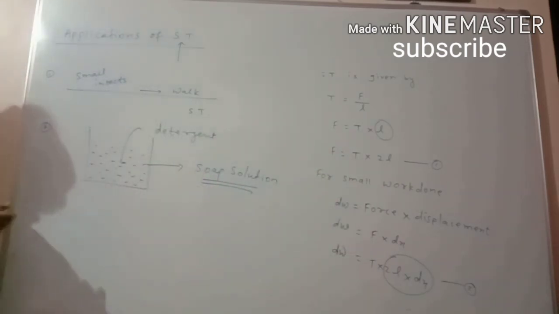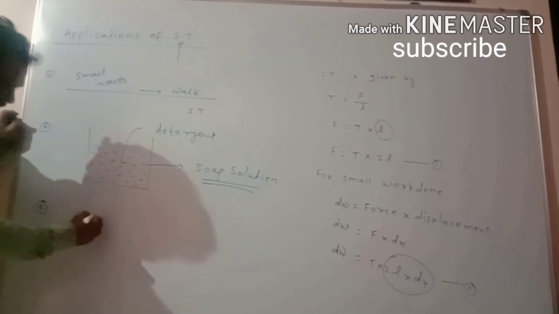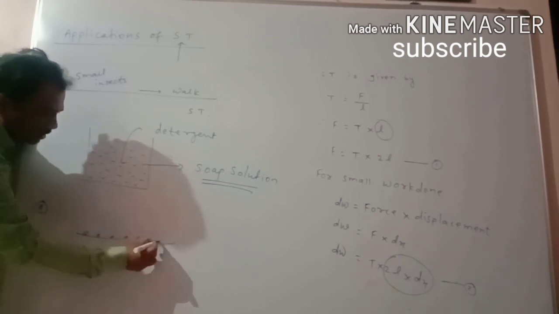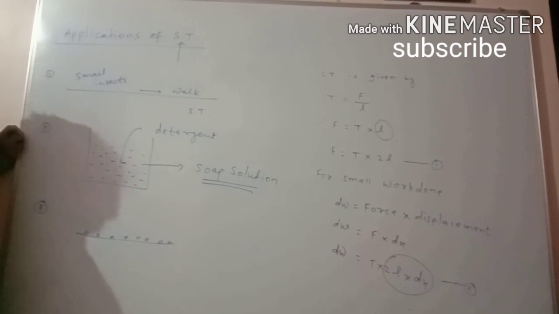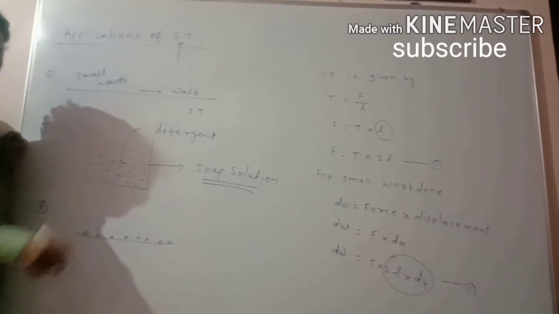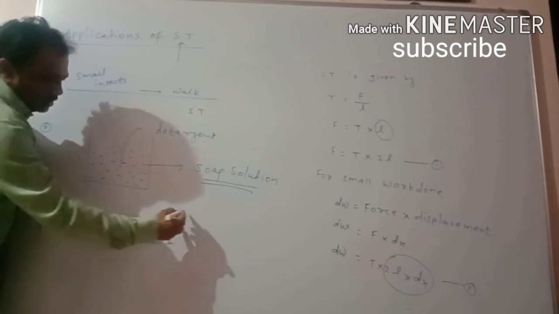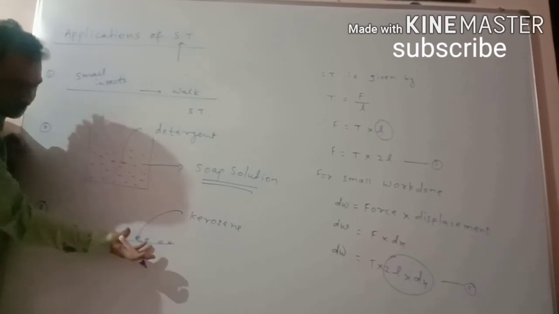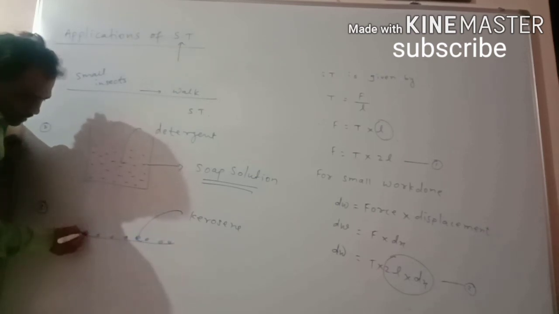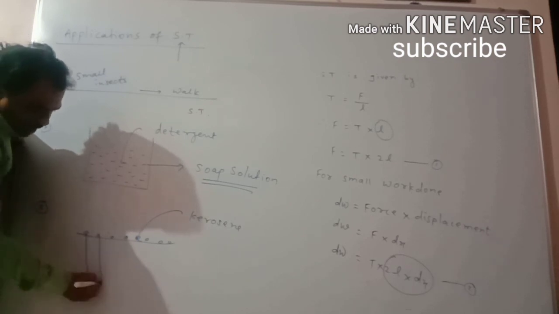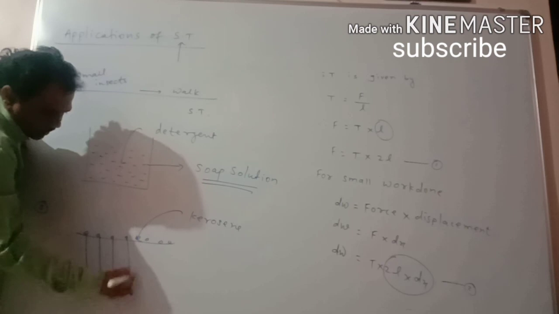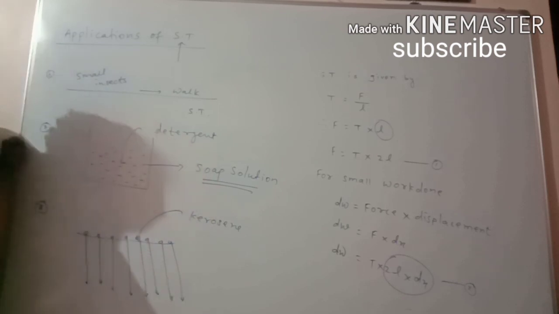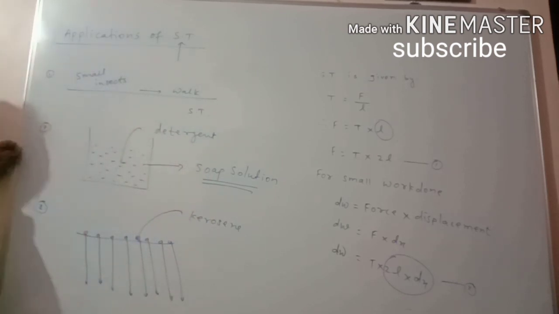The third most important application is that you have seen mosquitoes lay eggs along the surface of water. But if you pour some kerosene, then the surface tension of this water decreases and the eggs easily go down inside the liquid. Therefore, we can stop the breeding of mosquitoes. So these are the important applications of surface tension.